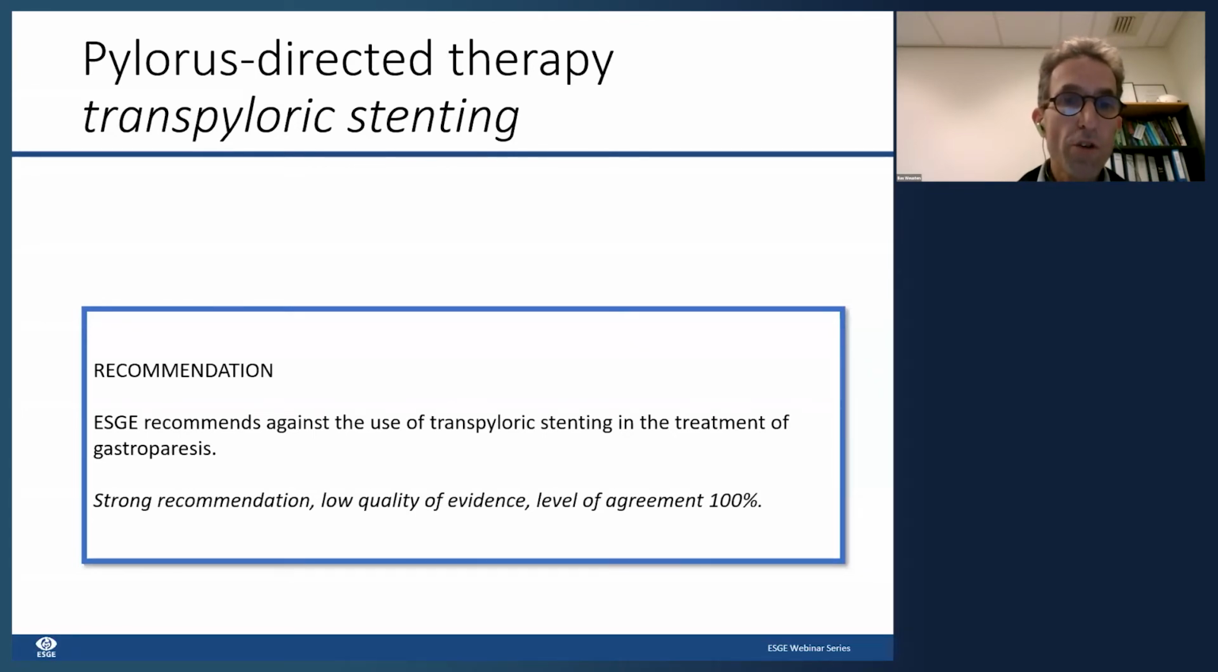For the transpyloric stenting, the ESGE recommends against the use of transpyloric stenting because of the relatively high complication rate. So it's not very safe, it's not a long-term solution, and it shouldn't be done.